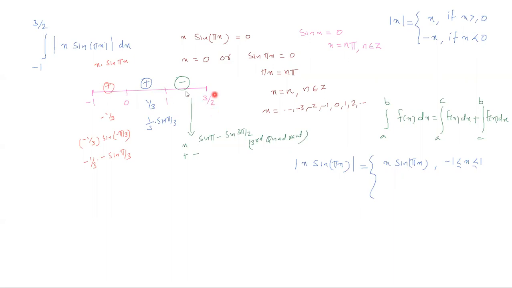From 1 to 3/2, you can see that x sine pi x is negative. So you can say it is negative of x sine pi x when x is between 1 and 3/2. So this can be written as integral minus 1 to 1 of x sine pi x dx plus integral 1 to 3/2 of minus x sine pi x dx. You can split it like this. So now you have to integrate.